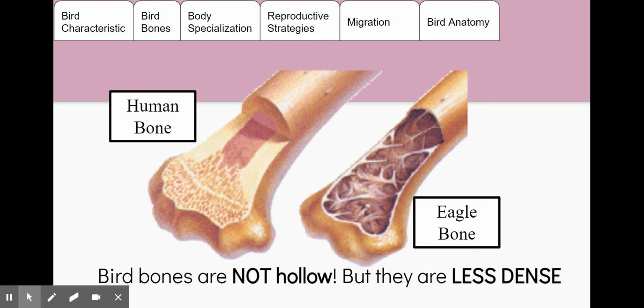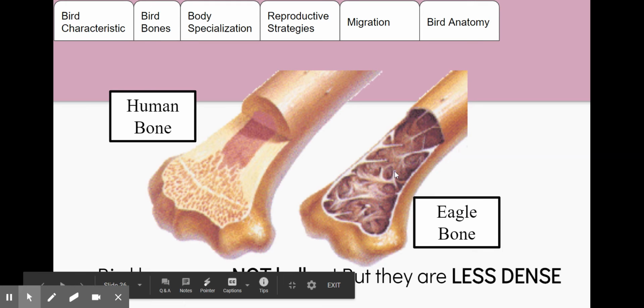So the bird bones are not hollow, but they're less dense. You can see here that the eagle bone is less dense, there's less stuff inside than the human bone.